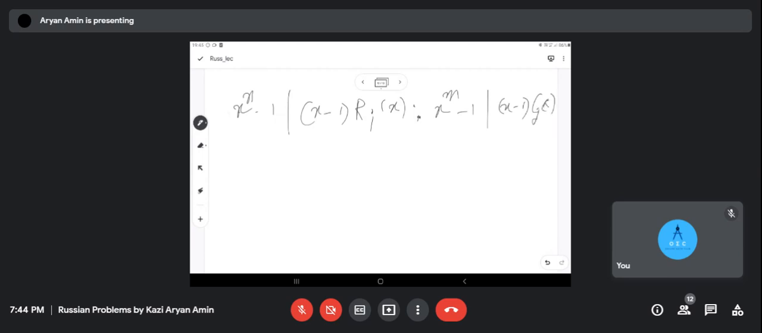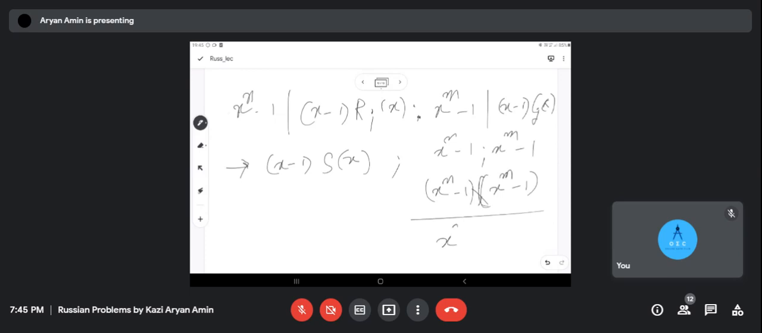So now if you sum up all the rows, that gives you basically x minus 1 into S of x is divisible by both x to the n minus 1 and x to the m minus 1. And hence it must be divisible by their LCM, which is x to the n minus 1 into x to the m minus 1 divided by x to the GCD of m comma n minus 1. And this basically gives you your bound.